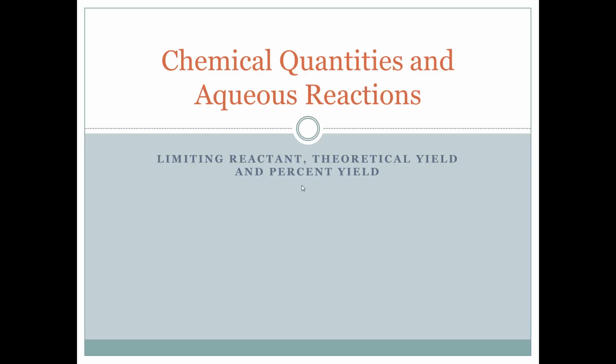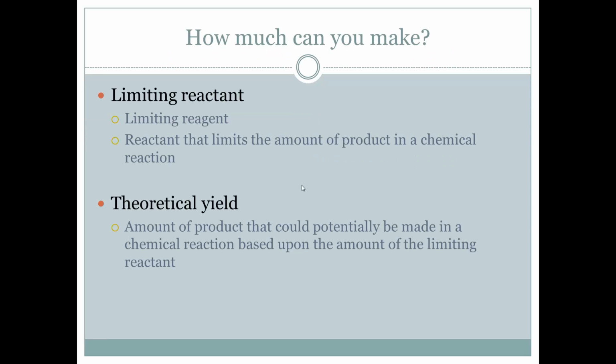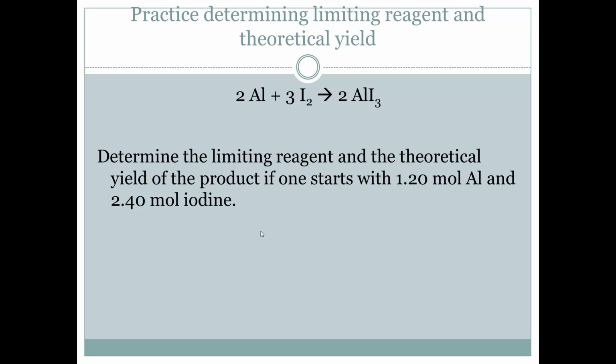In this tutorial, we will be discussing the limiting reactant, theoretical yield, and percent yield. The limiting reactant is the reagent that actually limits the amount of the product that can be produced. The theoretical yield is the maximum amount that could possibly be produced, although it's never actually reached. So let's take a look at how we would determine the limiting reagent and the theoretical yield.